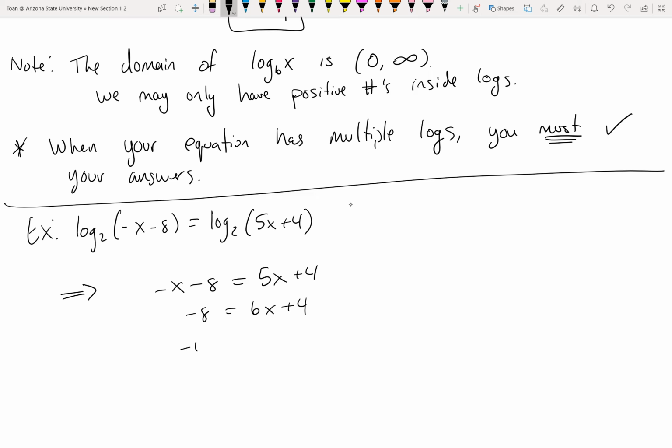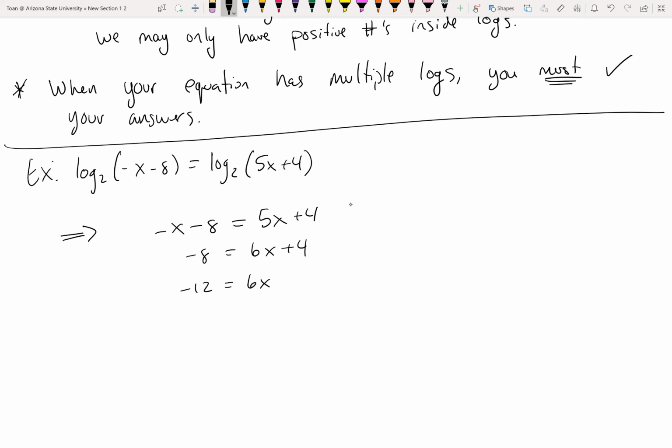Let's subtract 4 from both sides. And let's go ahead and divide by 6, giving us a negative 2. Right, our math is fine. Our algebra is perfect. But according to the previous notes, we've got to check our answers.